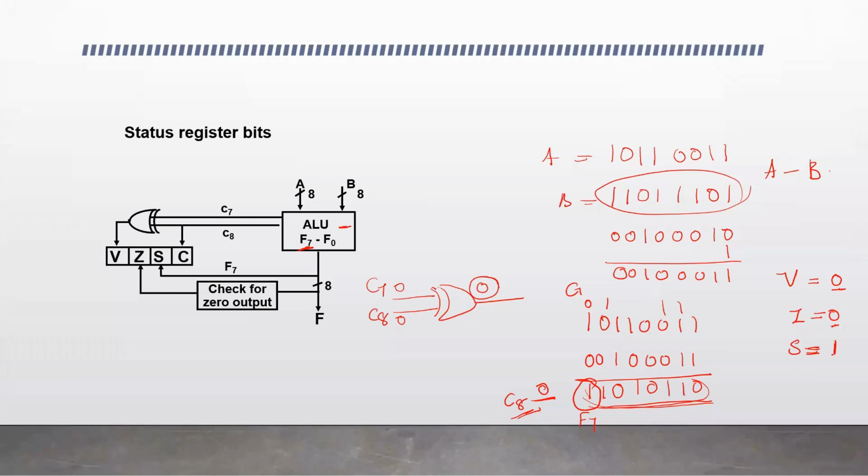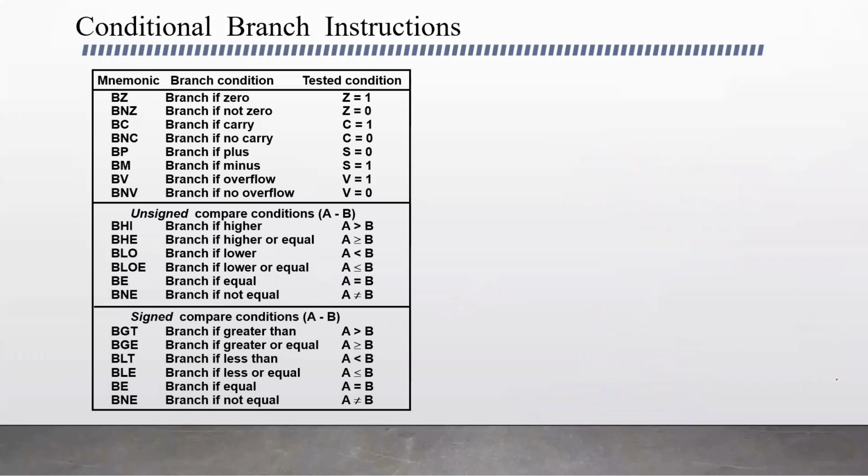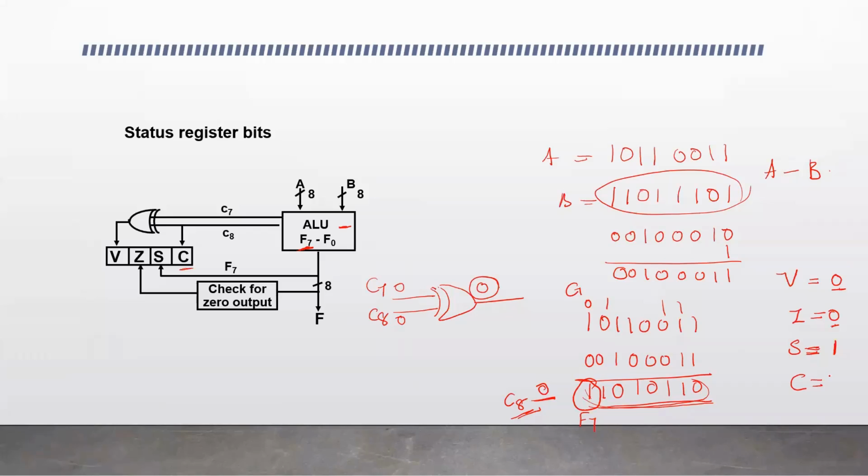And the other flag we have is the carry flag, C. What is C here? Good, it is 0. Why is it 0? Because there is no carry. The value of C would be 0 because C8 is checked. For carry, we check C8. C8 is 0, so this carry bit is set to 0.